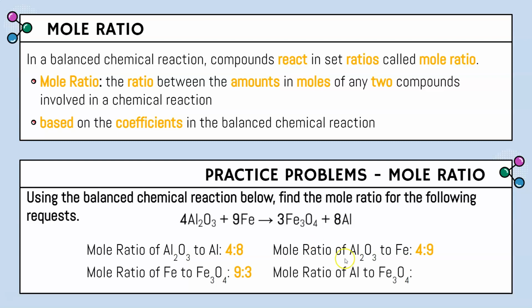And lastly, we have Al and Fe3O4. Al has a coefficient of 8. Fe3O4 has a coefficient of 3. So it's going to be 8:3. And that is how you do your mole ratio.